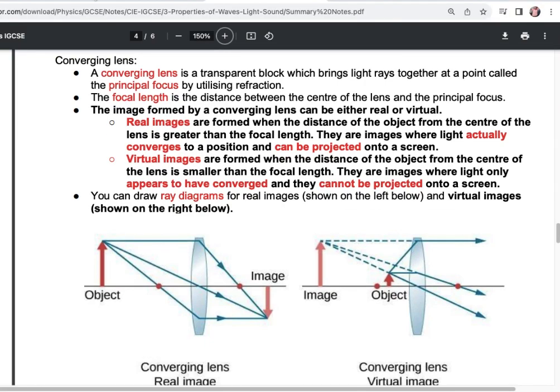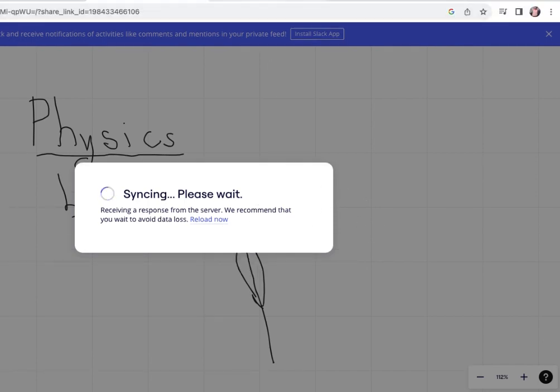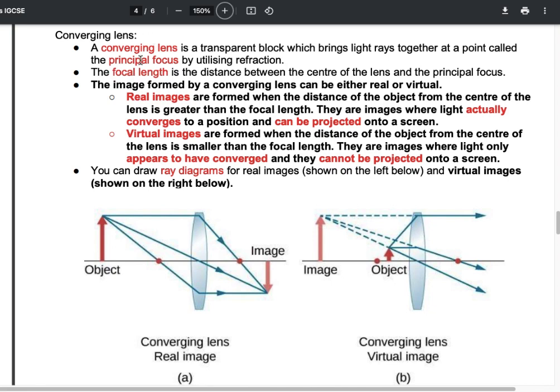For example, let's take a look at this board. The board is still loading, so while waiting, let's keep explaining. A converging lens is a piece of glass that can bring light rays together at a point, and that point is usually called the principal focus. That point where all the rays are brought together to form an image is called the principal focus.